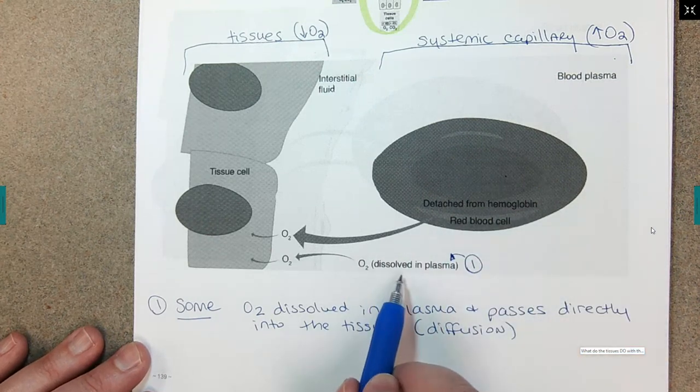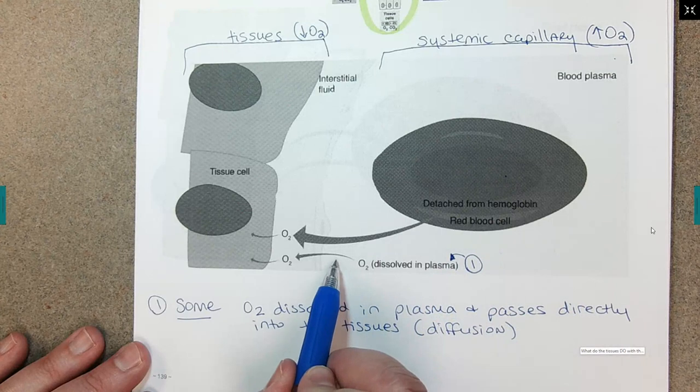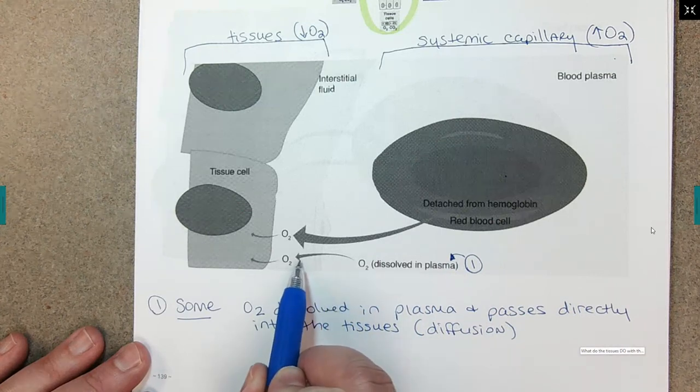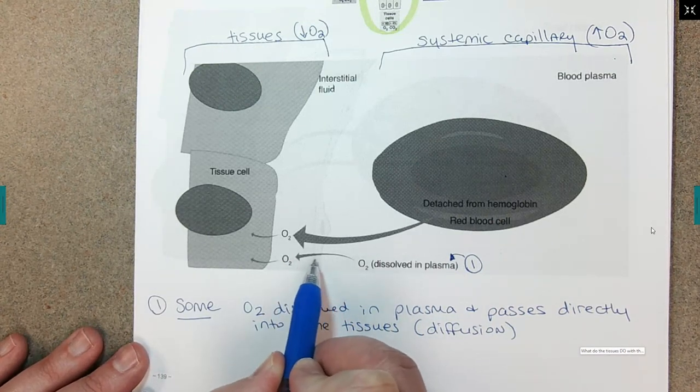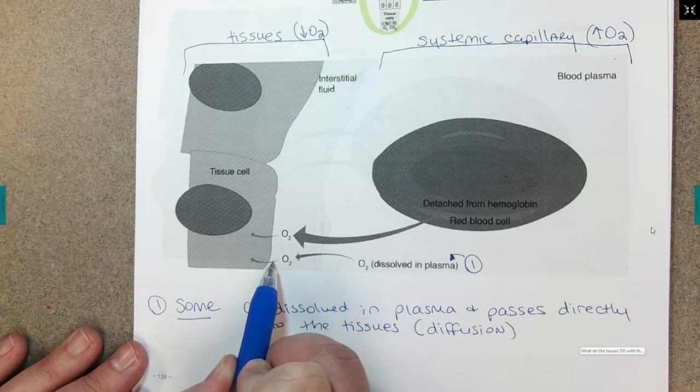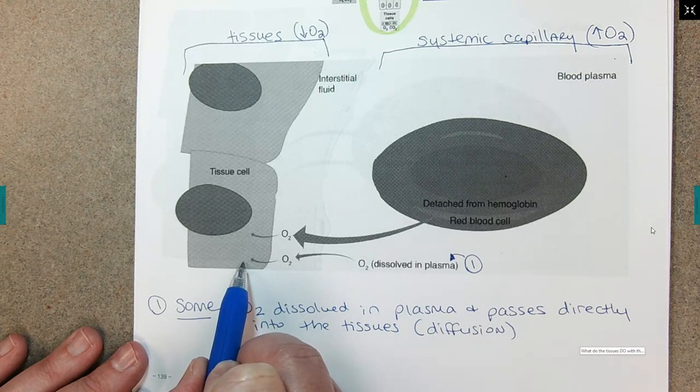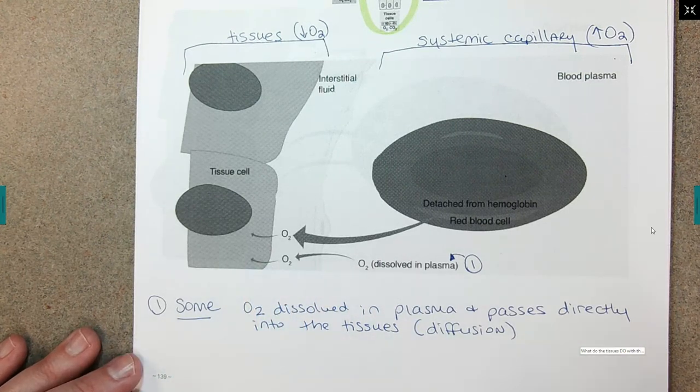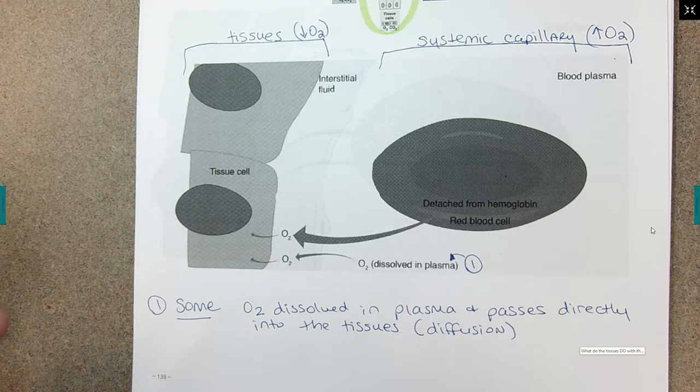It's showing you you've got oxygen dissolved in the plasma. Notice this little arrow right here. See how it's small? This is letting you know there's not a lot of oxygen that's going to do that. It's going to pass through the interstitial fluid and enter directly into the cells of the tissue. Now, the next method, we said there were 2.